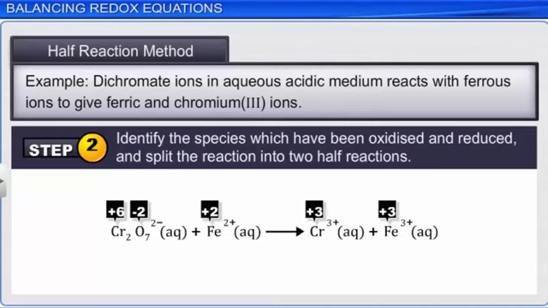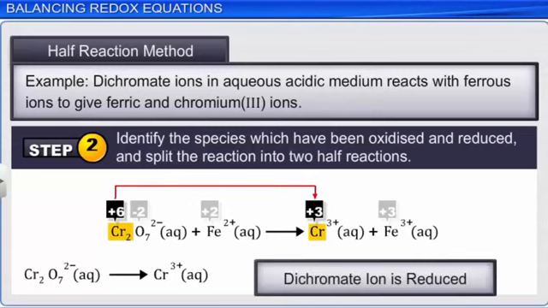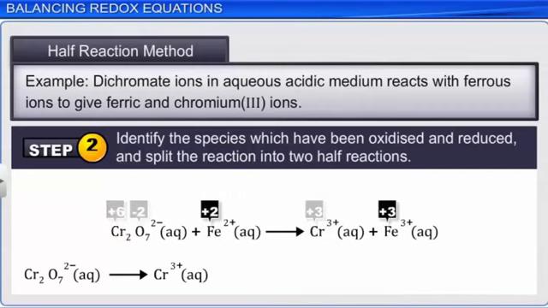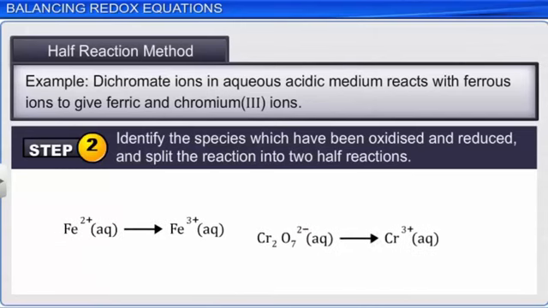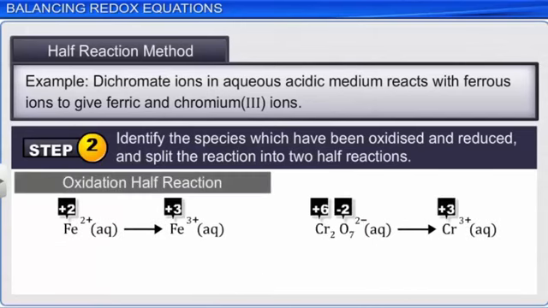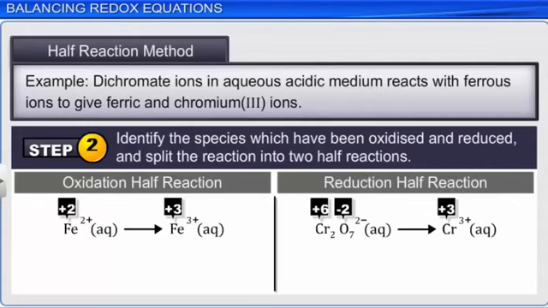This is step 2. In this case, the oxidation number of chromium decreases from +6 to +3. Thus, dichromate ion is reduced. Simultaneously, the oxidation number of iron increases from +2 to +3. Thus, iron is oxidized. Thus, the 2 half reactions can be written to show the oxidation half reaction and the reduction half reaction.